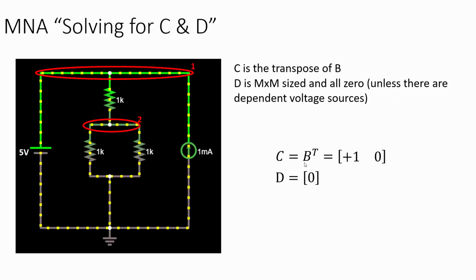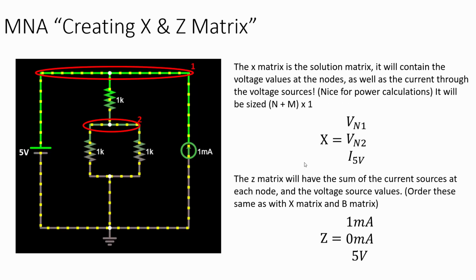So then the C matrix is just a transpose of the B matrix. The D matrix is a voltage source by voltage source sized thing, and it has a 0. It's used for dependent voltage source calculations. You would put a 1, or however much the formula is in that equation. But in this case, we have no dependent voltage sources, so it's always 0.